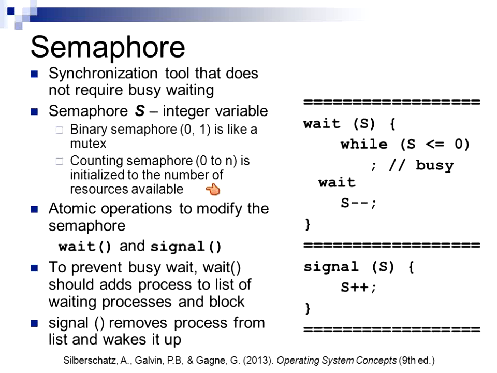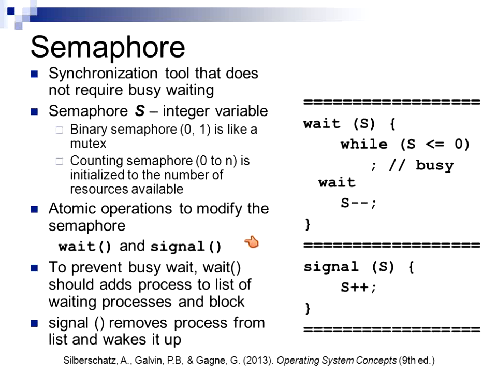And so that assumes that there's multiple resources available, and different processes can be accessing the different resources that are shared. We need to have atomic operations to modify the semaphore. Okay, we have to make sure that when we're changing this semaphore, no other process can get in. That's why it's called an atomic operation.